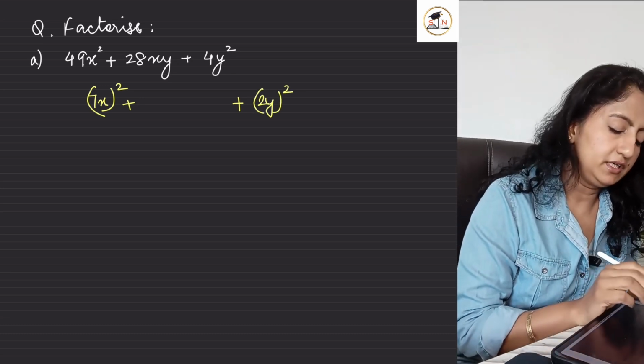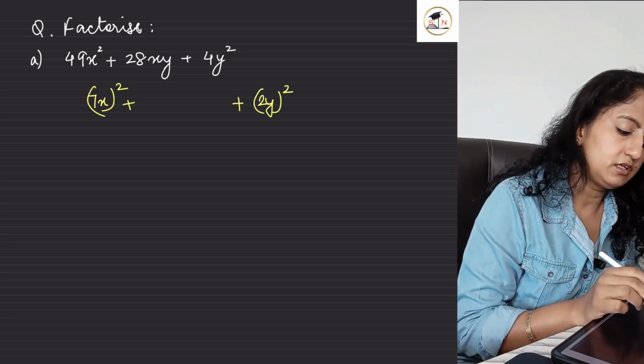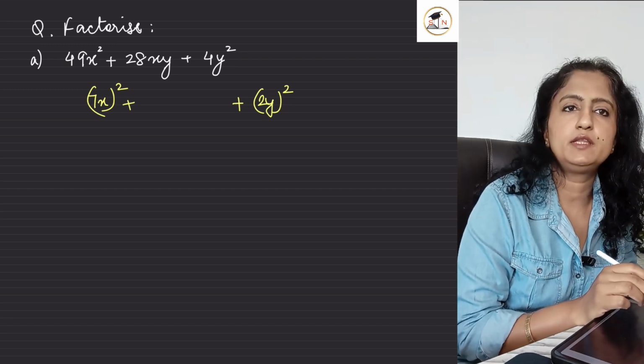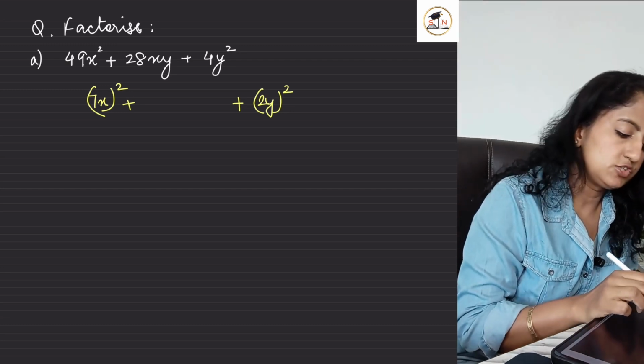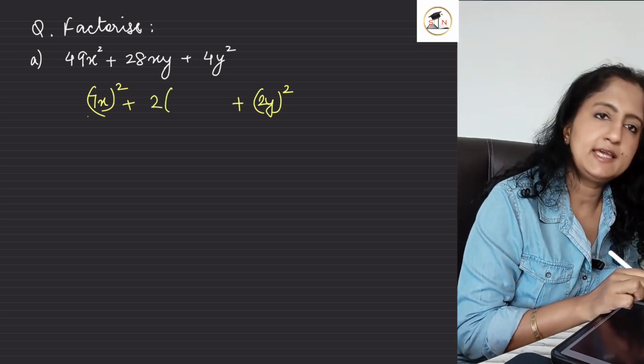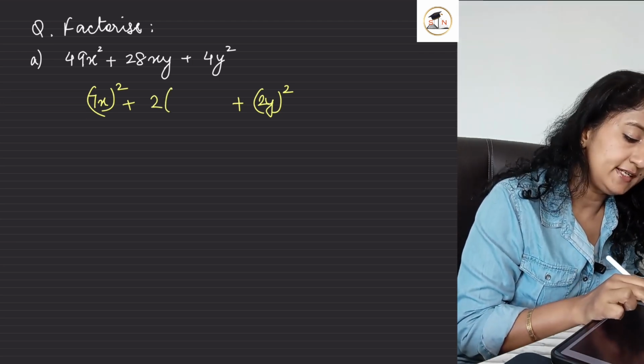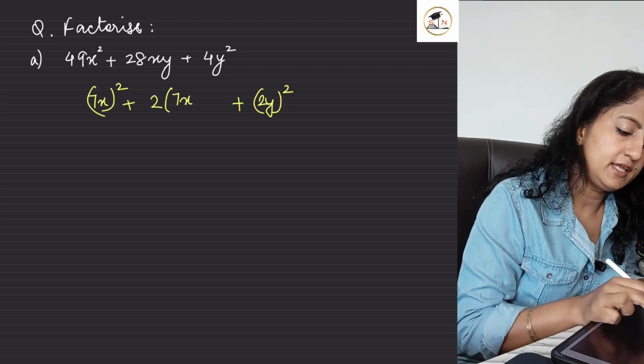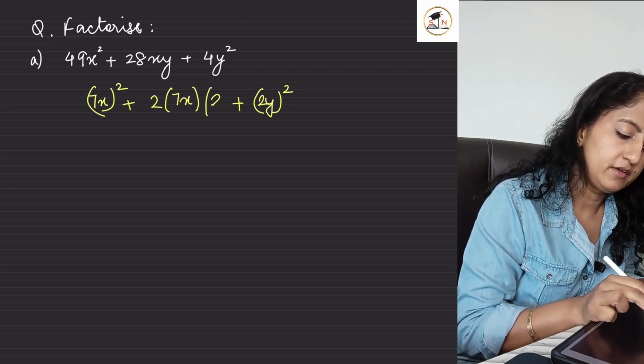Now, writing the middle term. For writing the middle term, it has to be in the form of 2ab, right? So I'll write 2 first. Then we have seen that a is 7x, so I will write 7x over there. And then b is 2y, right?